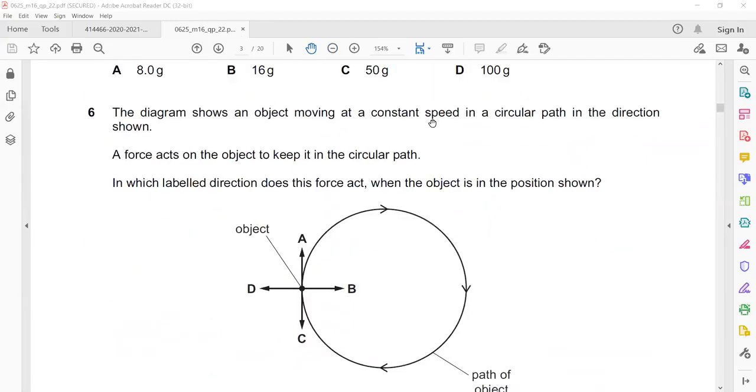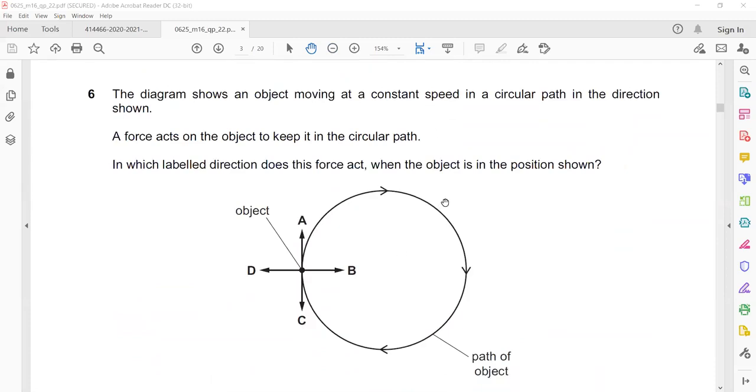Question 6. When an object is moving in a circular path, what is the direction of the resultant force? So whenever an object is moving in a circular path, a force is needed to change the direction. And the direction of the force, the resultant force, is always towards the center. That's why B is the right answer.